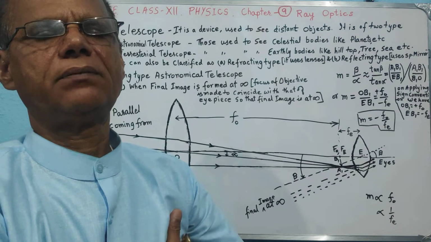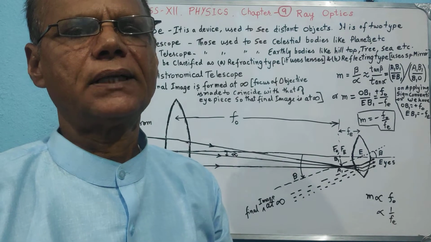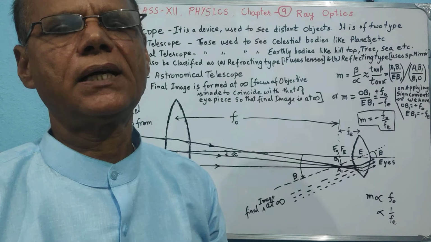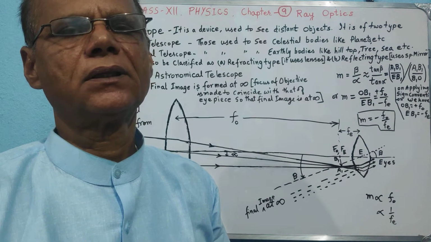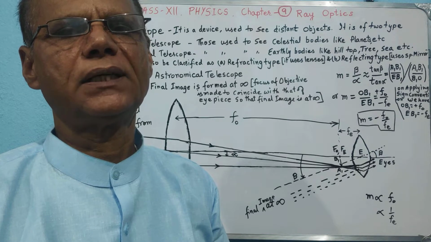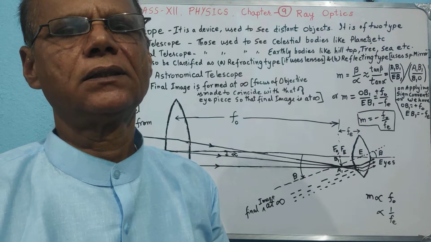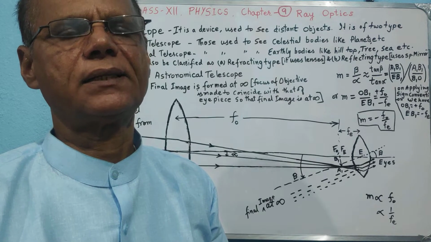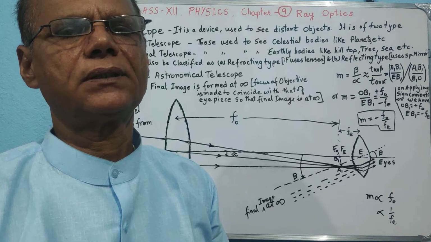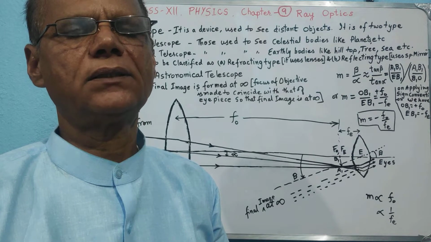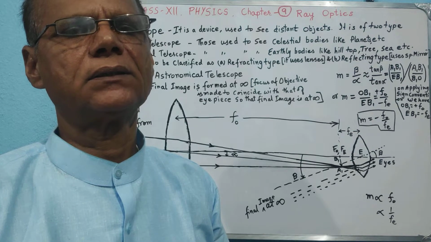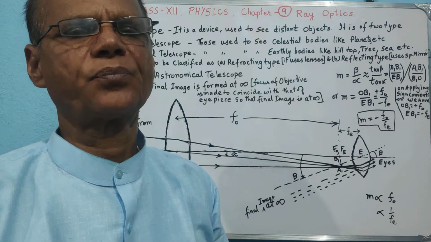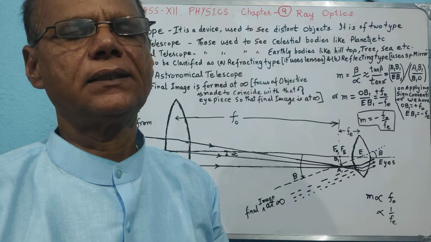The main difference between these two is that in the astronomical telescope we have an inverted image, which is not troubling us because celestial bodies are usually spherical and symmetrical. But if we need to view the earthly bodies, we prefer to have the erect image of the same body, and therefore slightly it is different from that of the astronomical telescope.